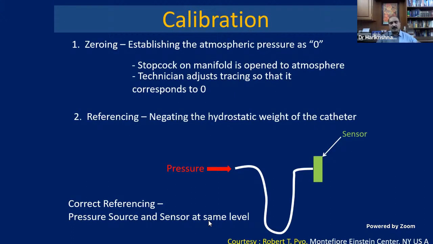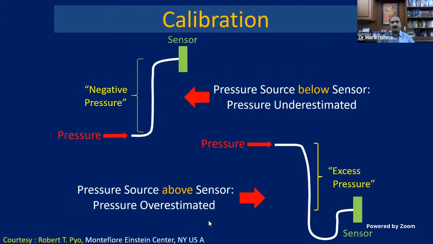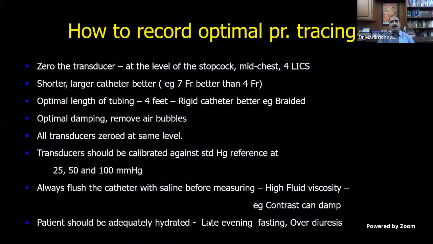The fourth intercostal space should be at the level of the opening of the three-way to the atmosphere. These are the two points, that is referencing and zero. So for calibration, the pressure transducer should not be higher or lower, because it can alter the pressure values.